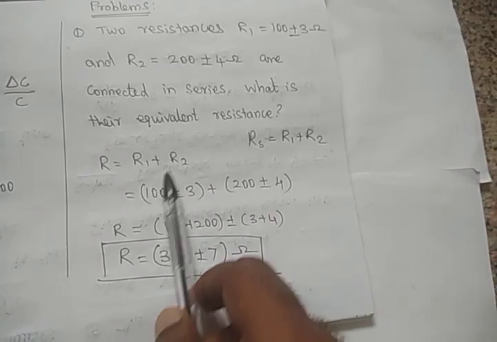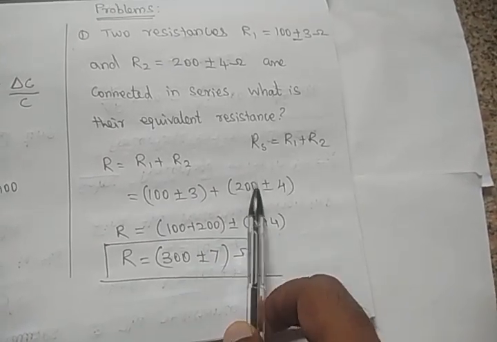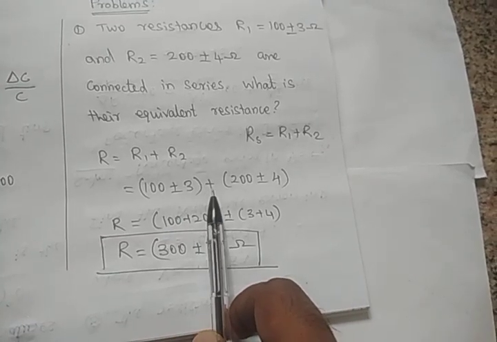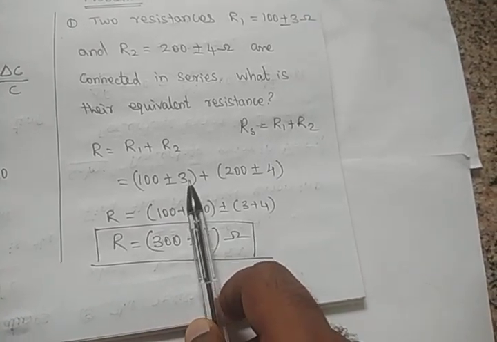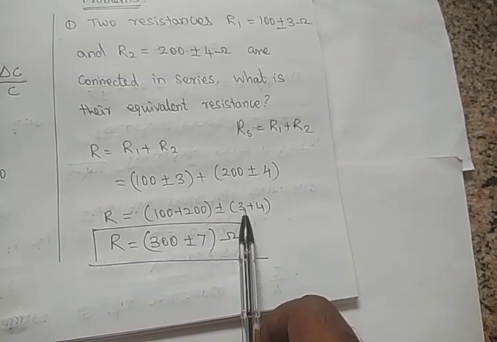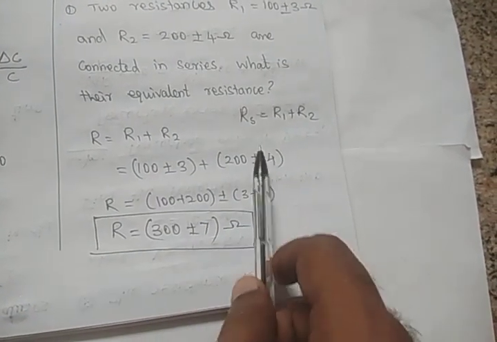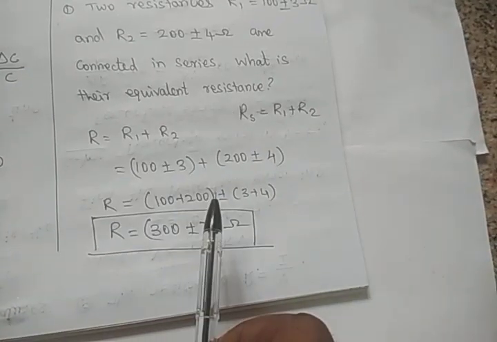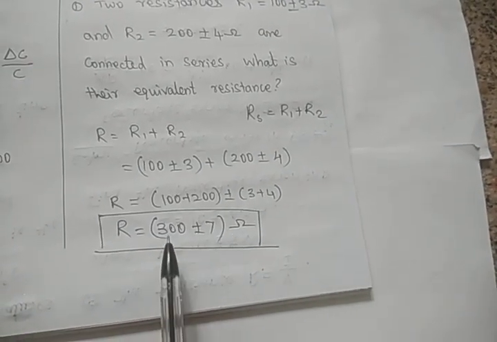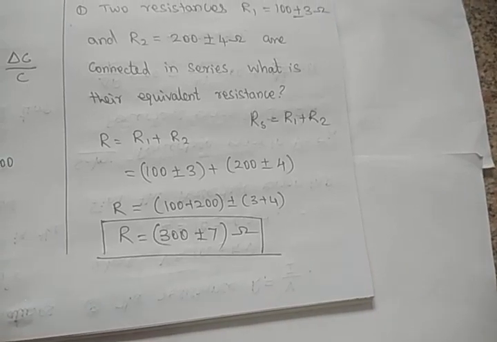Very simple. Add the true values. 100 plus 200 is 300. Plus or minus, we have to add 3 and 4, that is 7. So very simple, adding the true values and adding the error values, we get the total value as 300 plus or minus 7 ohm.